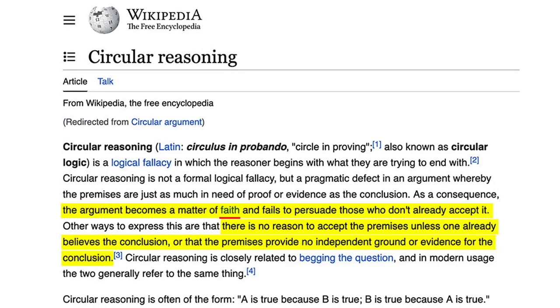Circular reasoning, here's Wikipedia's definition, and we'll go to the highlighted part. The argument becomes a matter of faith and fails to persuade those that don't already accept it. There is no reason to accept the premises unless one already believes the conclusion, or the premises provide no independent ground or evidence for the conclusion. That's what circular reasoning is, and unfortunately, fossils and geology are caught in this circular reasoning conundrum. It's really one of the big weaknesses of their science.